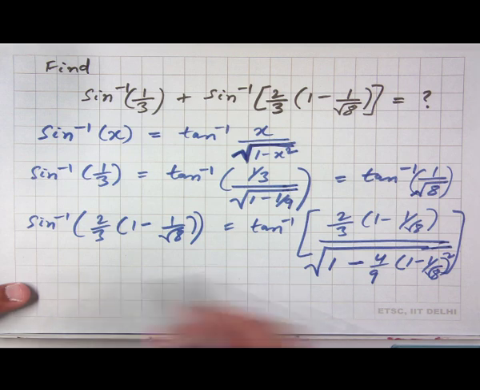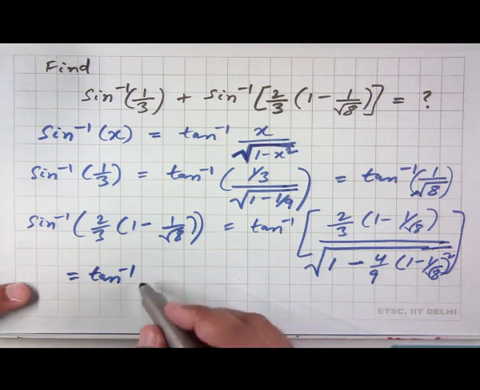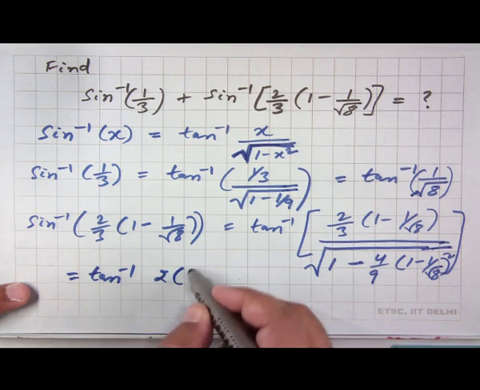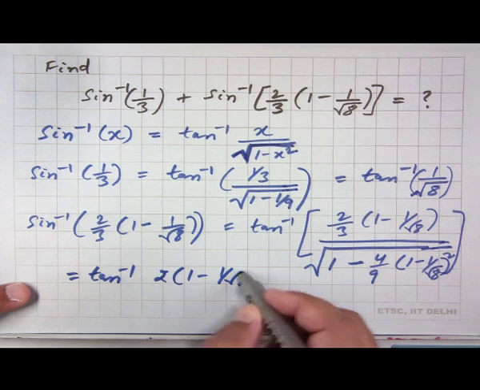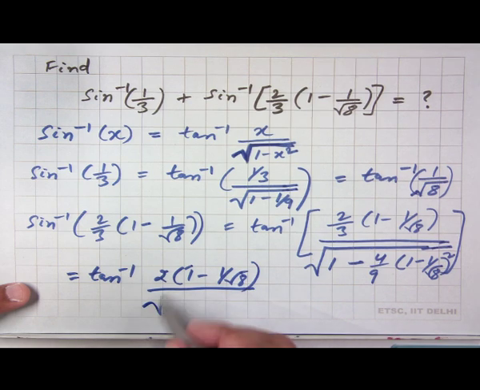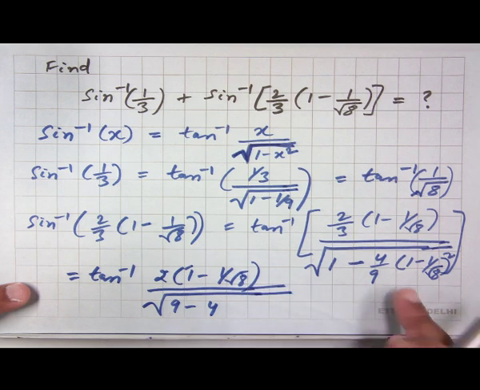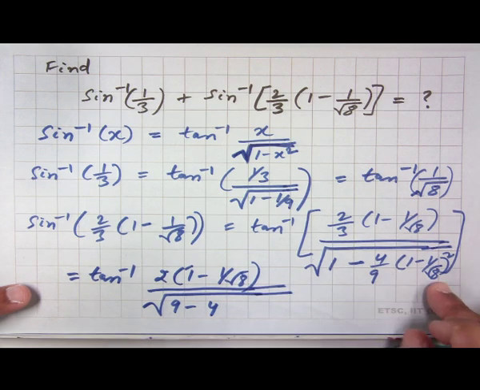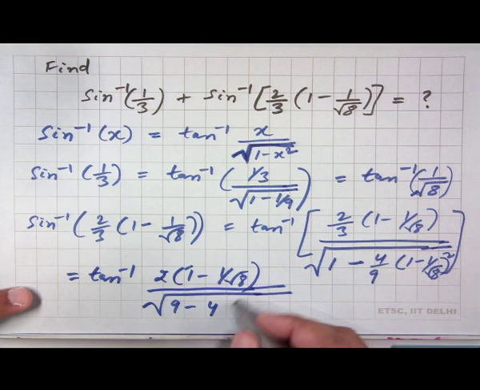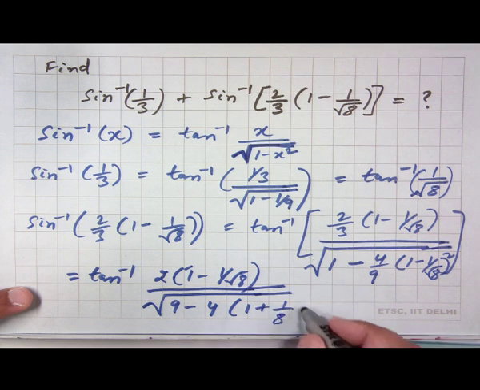and that can be simplified to tan inverse 2 into 1 minus root 8. So, we will take this 3 down into the square root. So, that becomes 9 minus 4 times the square of this particular term here, which will be 1 plus 1 by 8 minus 2 by square root of 8.